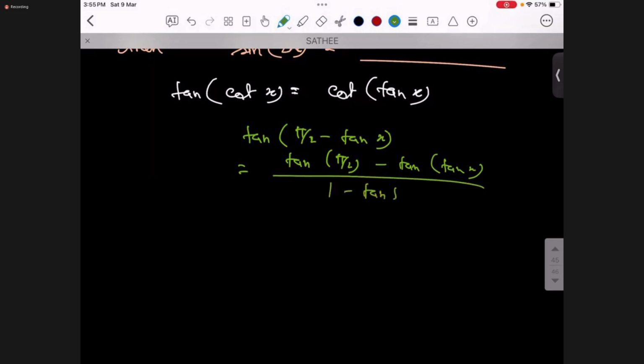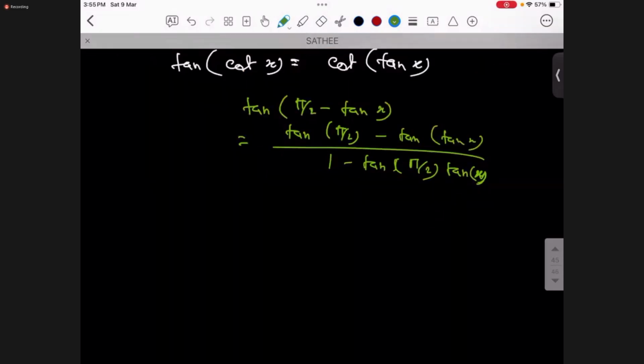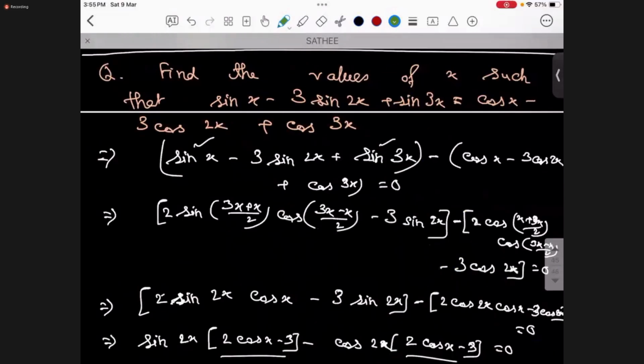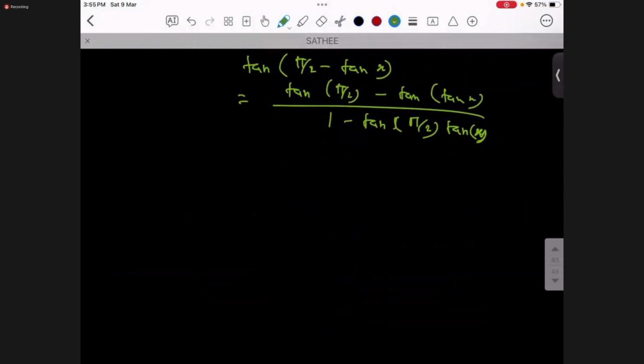1 minus tan pi by 2 tan x. Okay, now we have used the formula. Now we are aware that we can't define tan pi by 2, right? Because at the point tan pi by 2, what will we get? Sin pi by 2 by cos pi by 2. So we can't define the value of tan pi by 2, because cos pi by 2 is 0. That's why we can't define tan pi by 2.